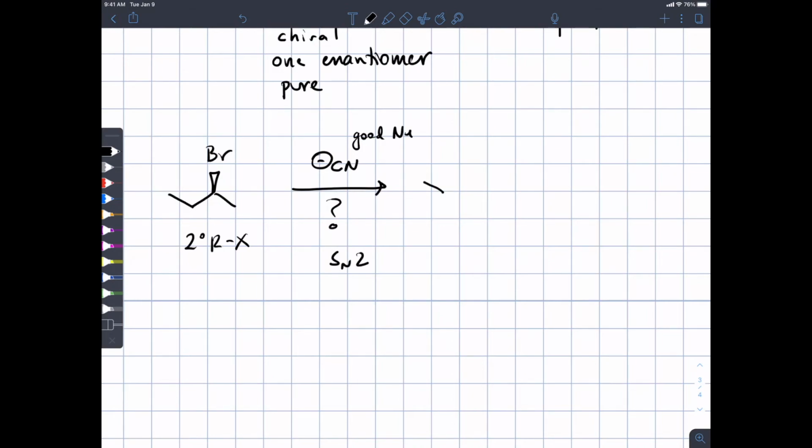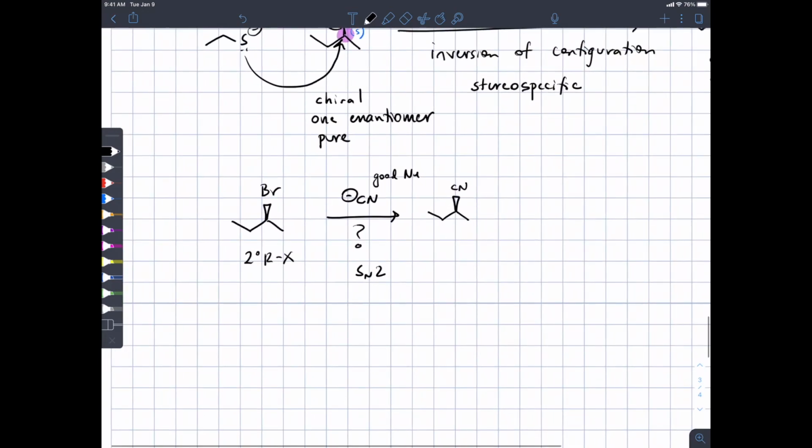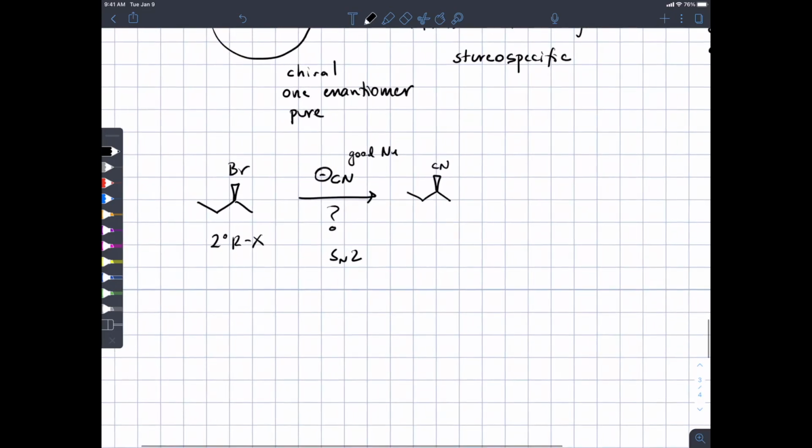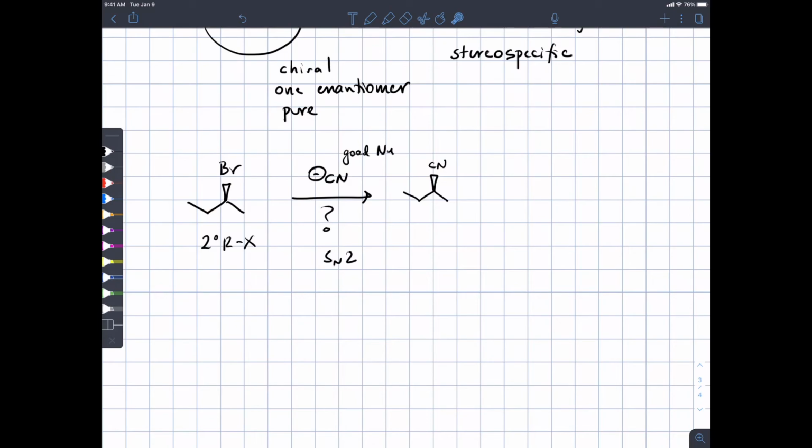If you concluded that and drew this option, that would tell me that you do not understand what the term SN2 means, or that if you do, you don't understand its stereochemical consequences. Because this is not the SN2 product. There's no way to get that in a one-step SN2 reaction.